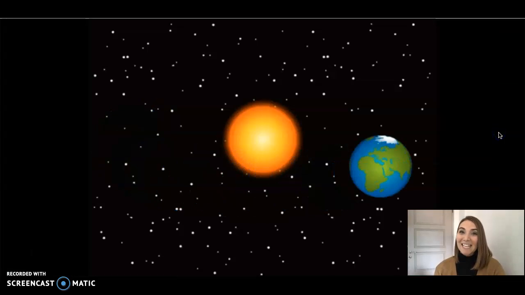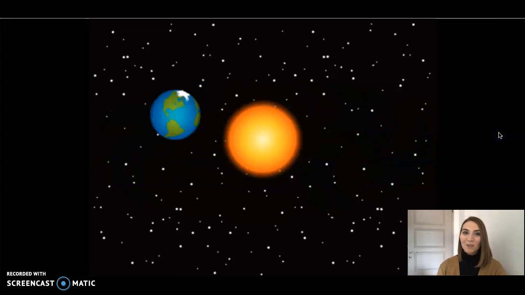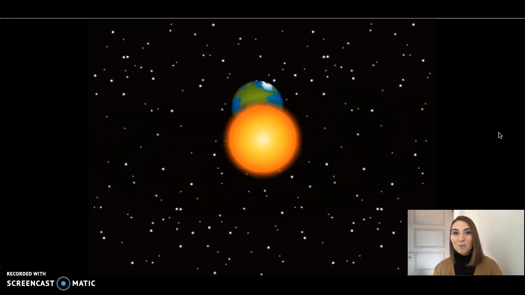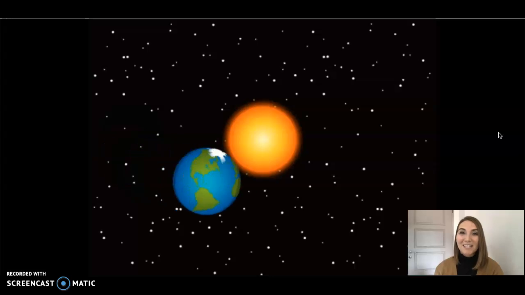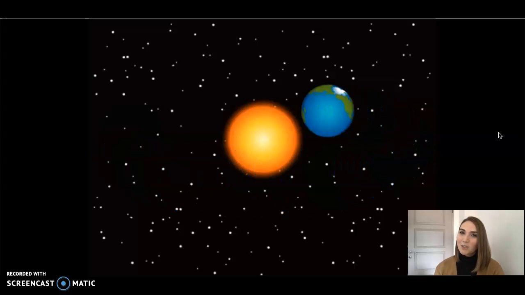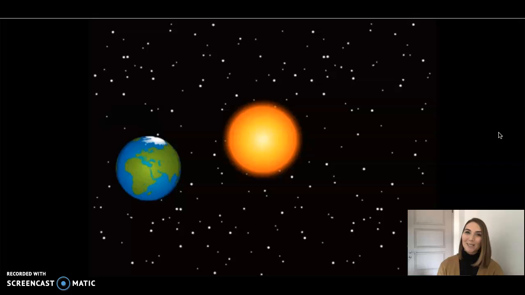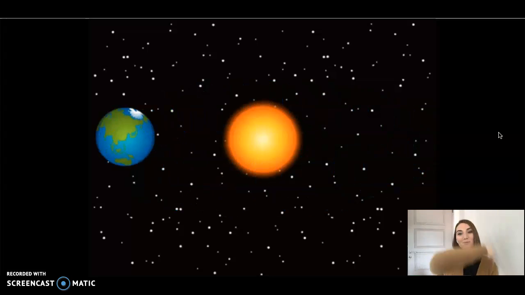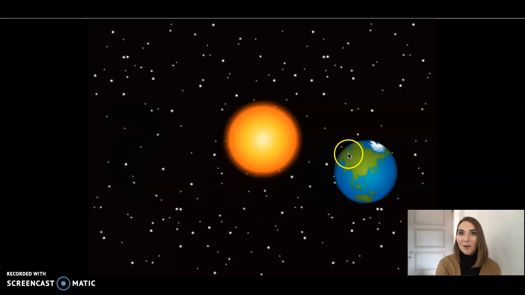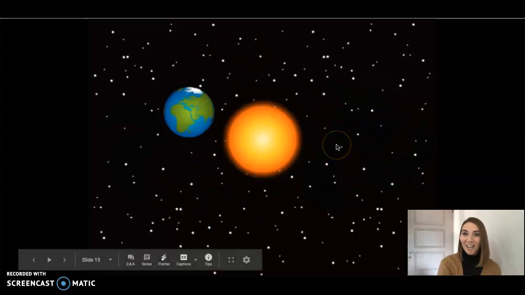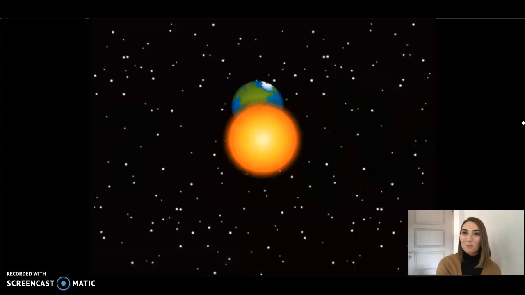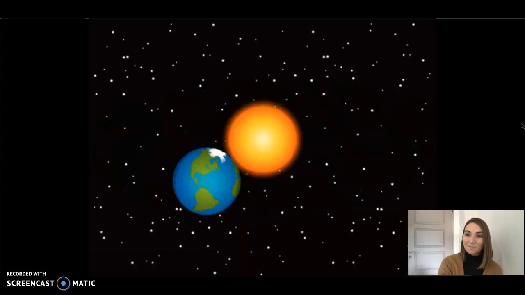The reason that the sun appears to move is because the earth is rotating and revolving around the sun. So, does the sun actually move? But it appears to move because the earth goes around the sun. What happens as the sun appears to move through the sky?